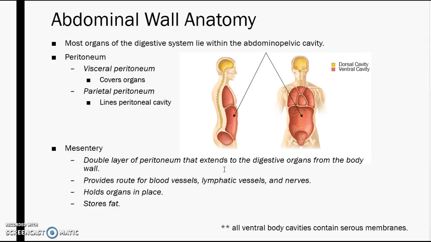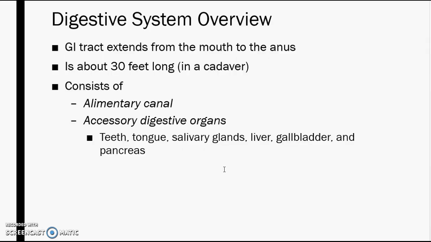And then there is mesentery, which is a type of peritoneum. It's a double layer of peritoneum that extends to the digestive organs from the body wall. It really helps hold the organs in place. The big piece over the top of all the organs, the greater omentum, stores fat and provides a route for blood vessels, lymphatic vessels, and nerves. So it is also peritoneum, just modified slightly.